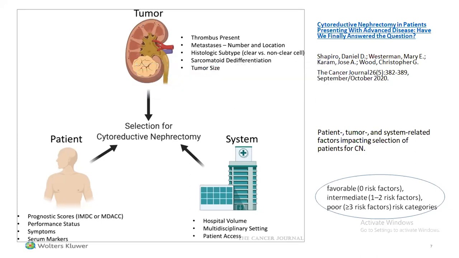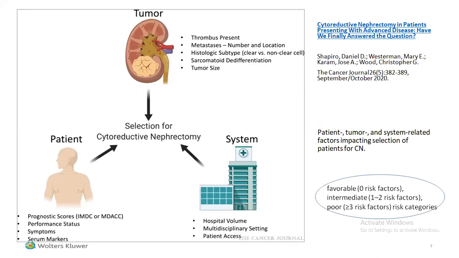So the sarcomatoid differentiation, if you have it on the pre-surgery biopsy, obviously is a poor prognostic factor. And the last one is the tumor size. If the tumor size is more than 4 centimeters versus less than 4 centimeters, that also has an impact on the patient's survival.